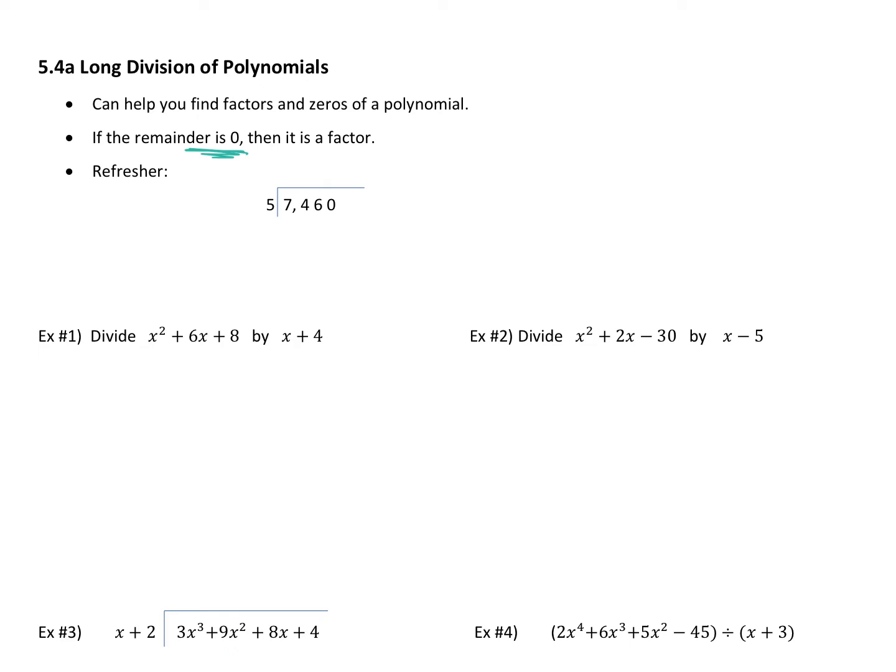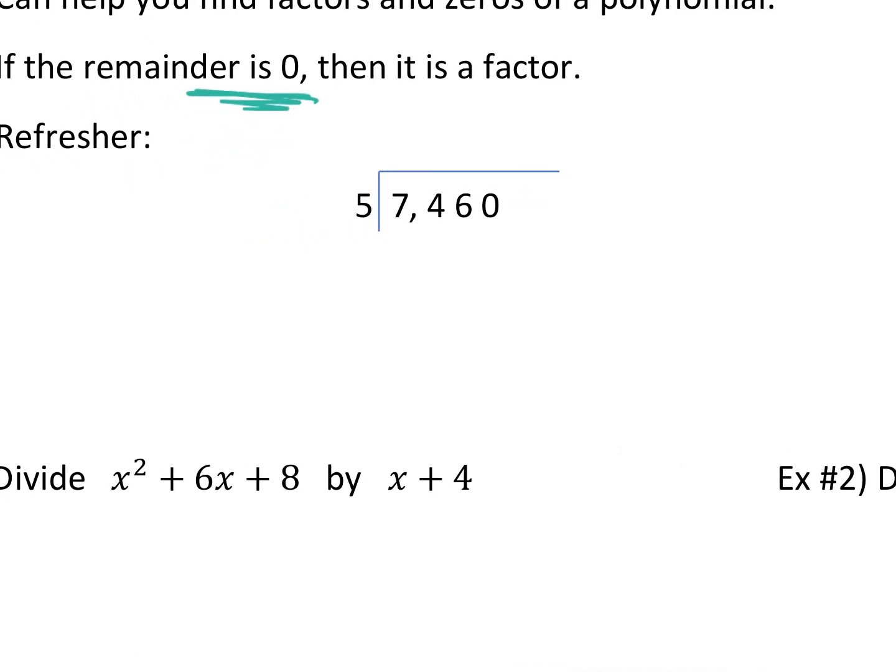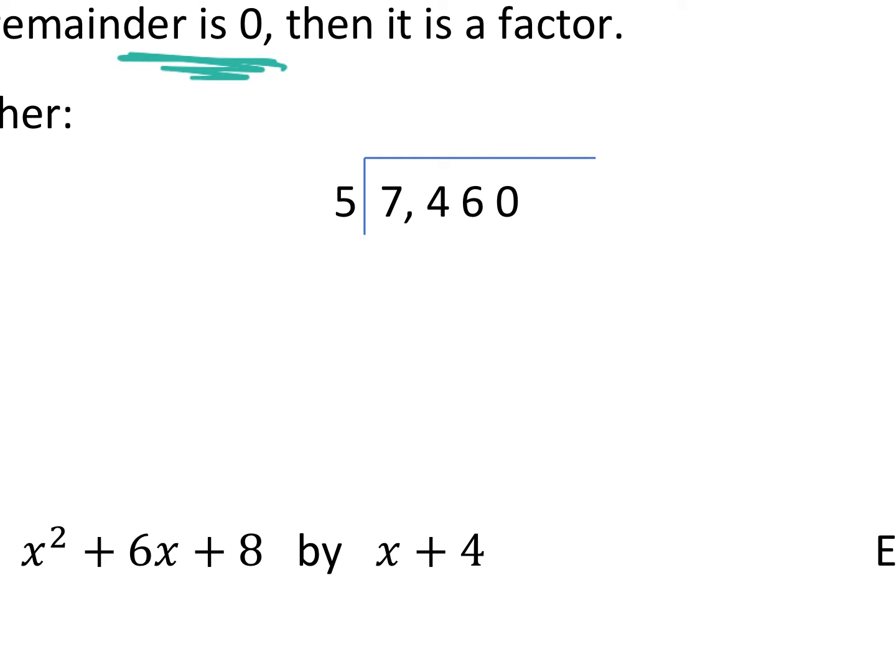Let me refresh your memory a bit on how long division works. If I'm doing 7,460 divided by 5, what do you do first? Do you remember? How many times does 5 go into 7? 1 time. Okay, so you put the 1 up top. 1 times 5 is 5. And then what do you do with those numbers? Subtract. So if I subtract, I get a 2 here. We bring down that 4, and then you start all over.